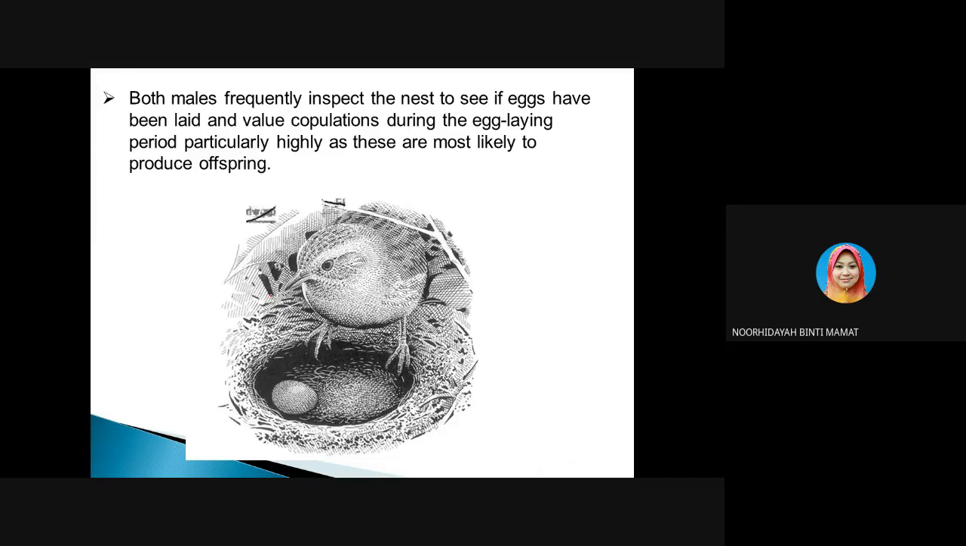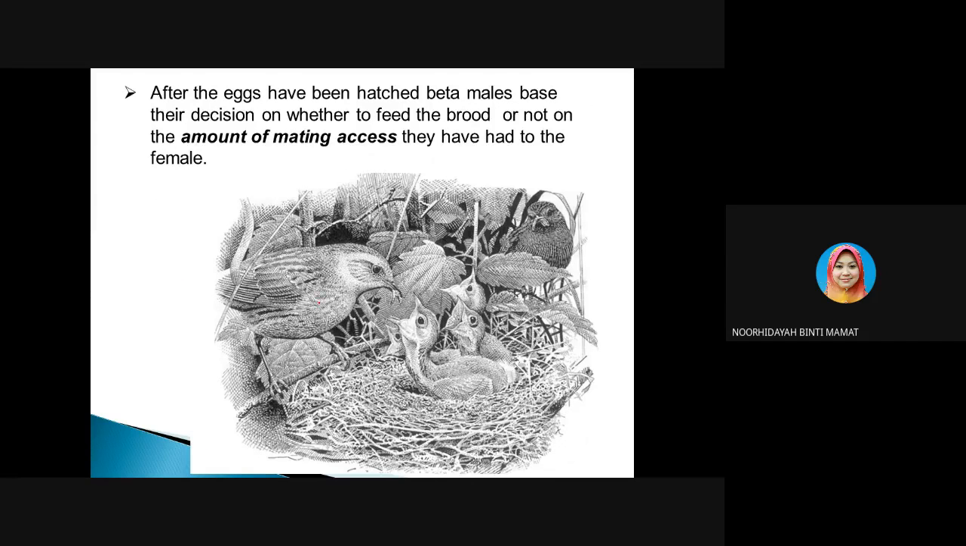And both males, just now we were talking about two males doing sperm competition over one female, right? Both males will frequently inspect the nest to see if the eggs have been laid, and value copulation during the egg-laying period particularly highly, as this is most likely to produce offspring. Both males will inspect the nest of this female. After the eggs have hatched, the beta male bases his decision on whether to feed the brood or not.